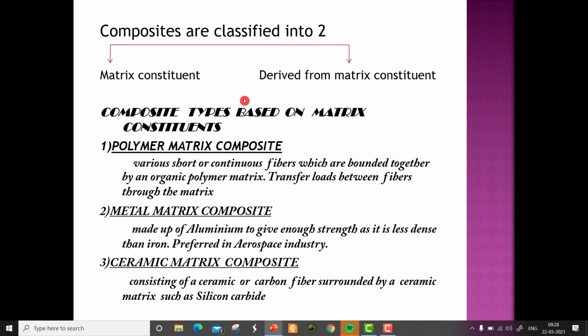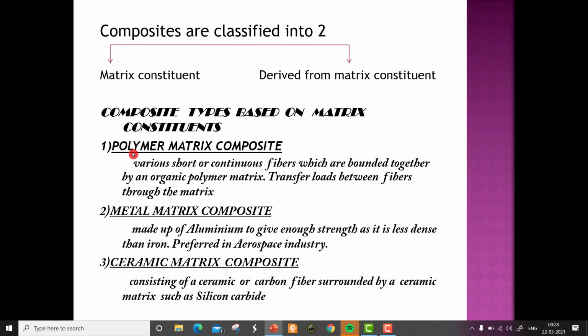So this is the classification of composites, basically based on the composition. One is the matrix constituent. We learned that the matrix is a resin which helps to hold the reinforcement fibers, and the next one is the composites which are derived from the matrix constituent. So just learn the names. You don't need to study in detail.